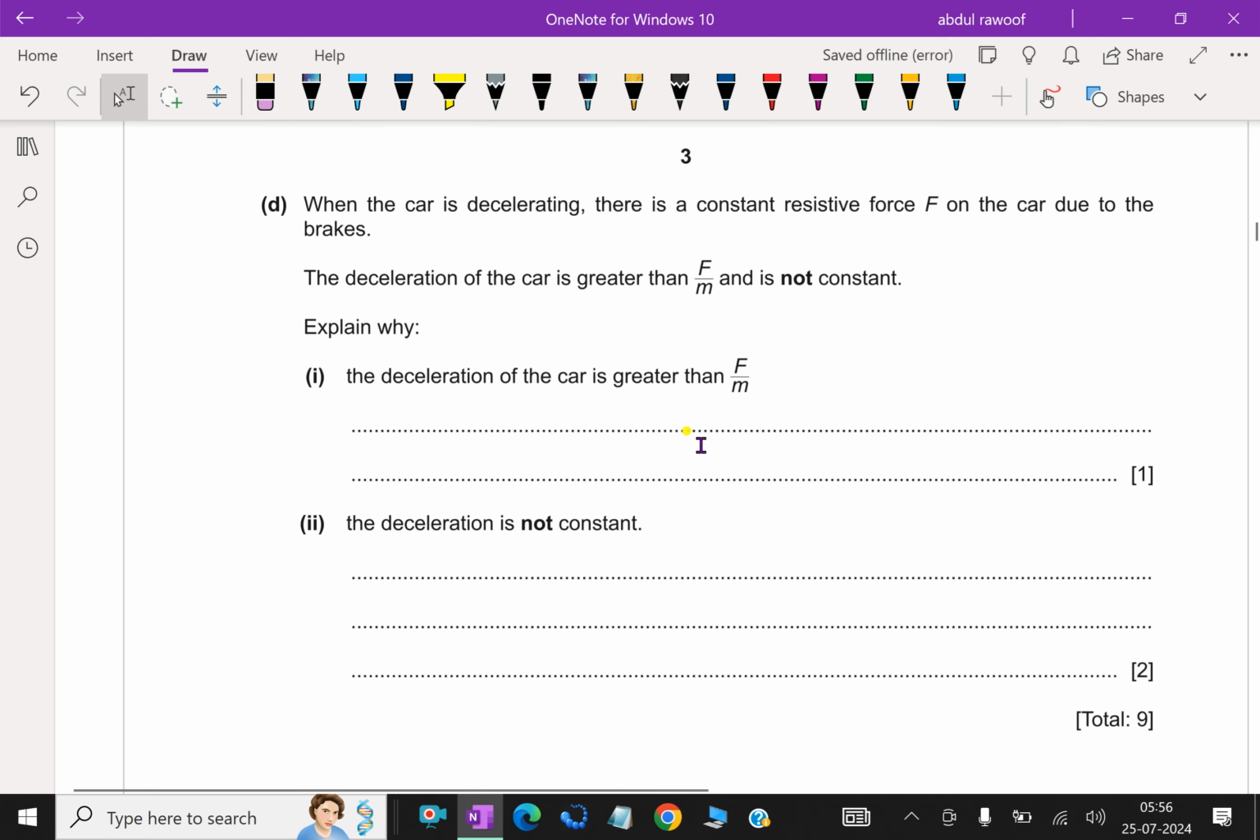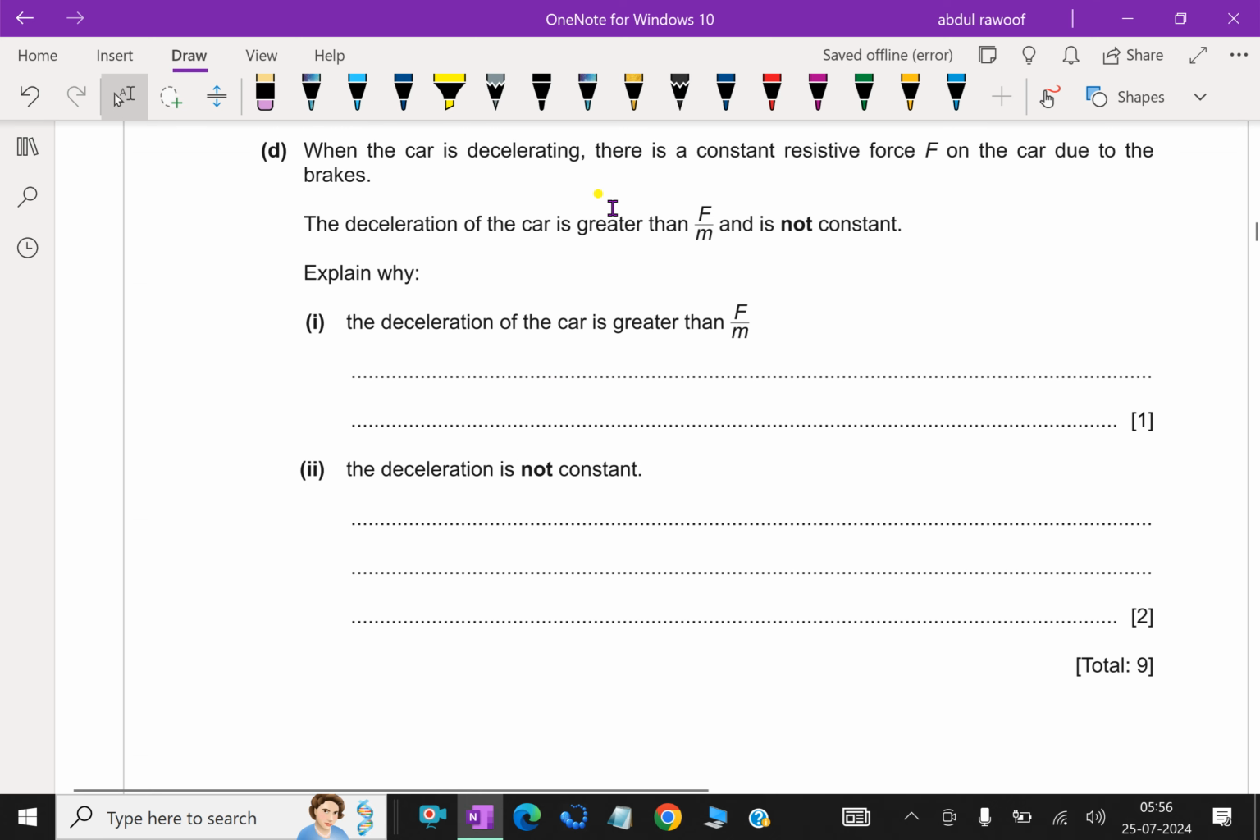Next question. When a car is decelerating, there is a constant resistive force F on the car due to the brakes. The deceleration of the car is greater than F over m. That is, F over m, where m is the mass, is not the full deceleration. Explain why the deceleration of the car is greater than F over m.